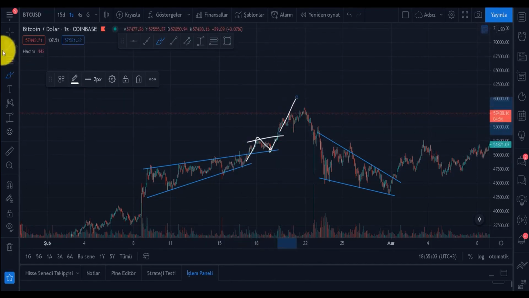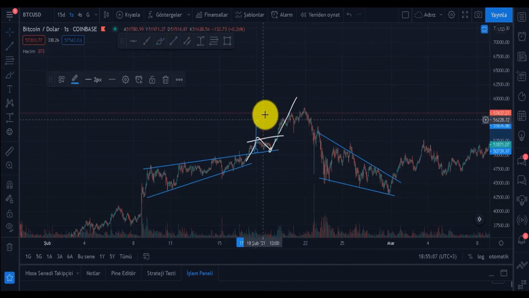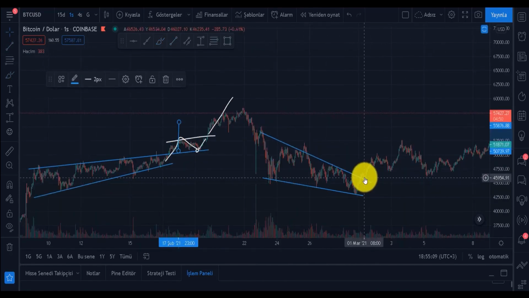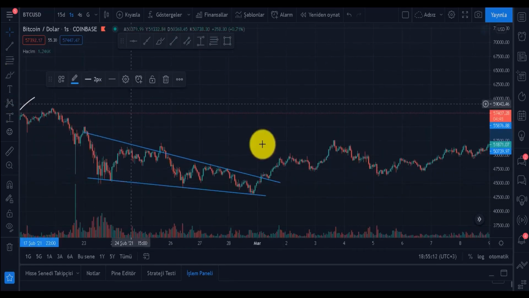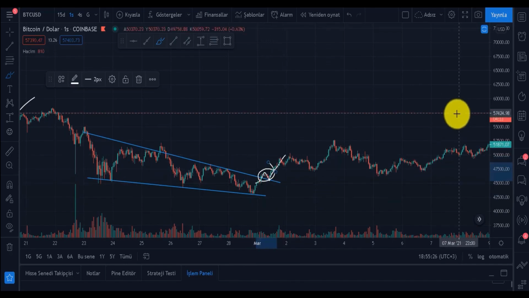We can now say that our target is equal to the depth of this wedge. As you can see, it is already occurring at the target. Again, there is a small test here. As you can see, after the breakout, there is a pullback, followed by a rise. This was also referred to as rights. We covered these topics in our previous training series.